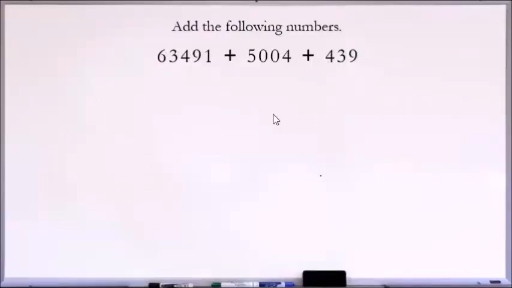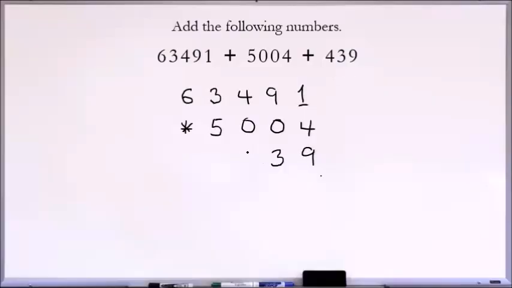Here we've got 63,491. We need to add 5,004 and 439. So let's begin. We've got 6 here, 3, 4, 9, 1. And here we start from the extreme right. We have a 4 there, a 0, a 0, and a 5. There's an empty space there, and then we've got 9 there, that's for the third one, and we've got a 3, and a 4, and we can see that there's an empty space there, and there's another one here. Beautiful. Now let's add.